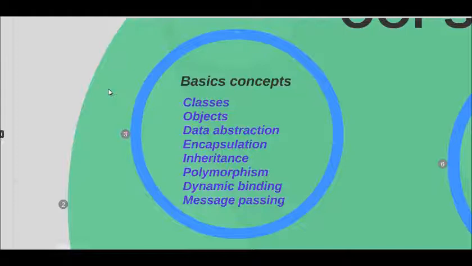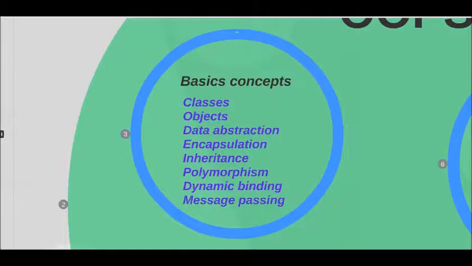Data abstraction is the process of abstracting the data, and it is used for security purposes in OOPS languages. The process of data hiding is achieved by data abstraction. Next is encapsulation. Encapsulation is the process of wrapping up data and functions into a single unit. You can say a class is a very good example of encapsulation because inside the class you have both data and functions.